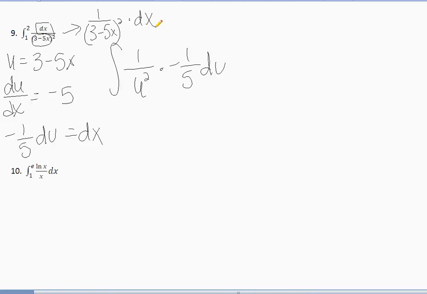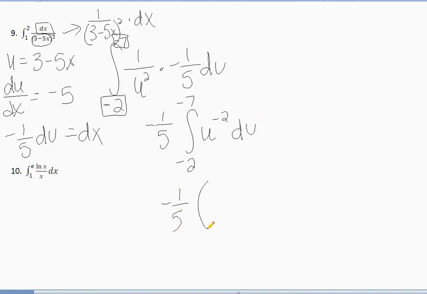Now what should your limits be? Don't go from 1 to 2 anymore. When x is 1, what's u? So plug in 1 and you get -2. And when x is 2, what's u? So 3 minus 10 would be -7. So again, I'm boxing these just to remind you they change in terms of u. Simplify, bring that -1/5 in front. -2 to -7 of u to the -2 power du. Integrate.